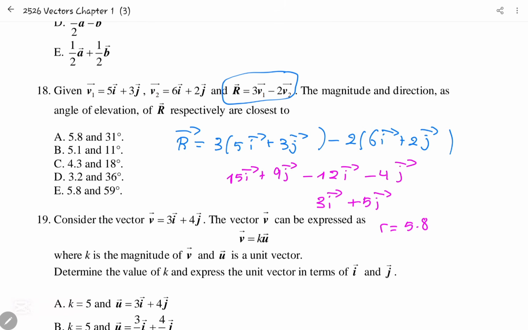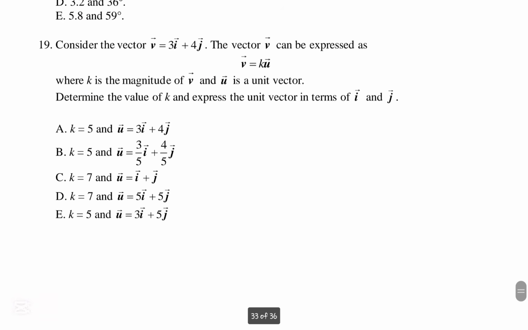And now pay attention. They want the direction as the angle of elevation. That means they want theta. So theta would be what? It would be shift tangent of y, which is 5, over x, which is 3. So I got 59. So theta would be 59 degrees, and r would be 5.8. So the correct answer should be E. And looking at my answer key, it is the correct answer, okay? We'll now move on to question 19.